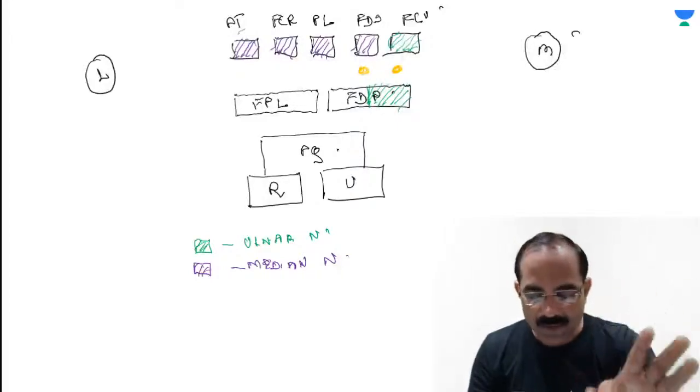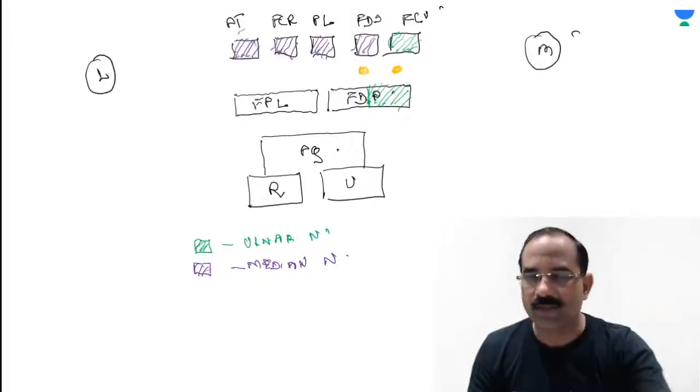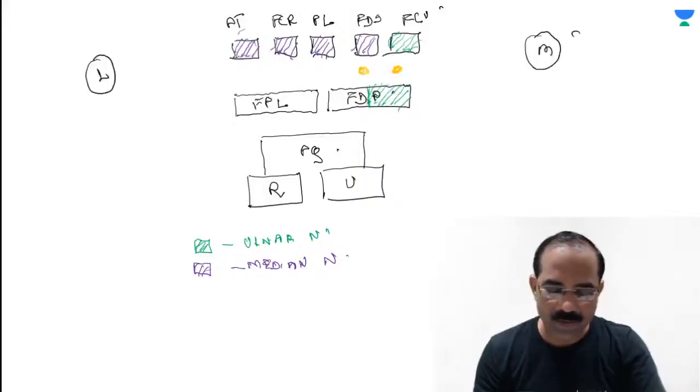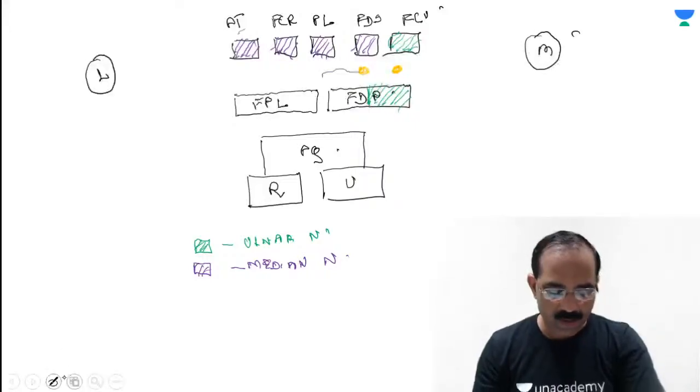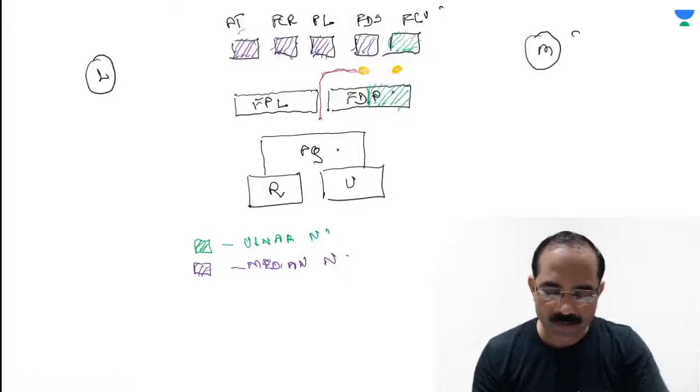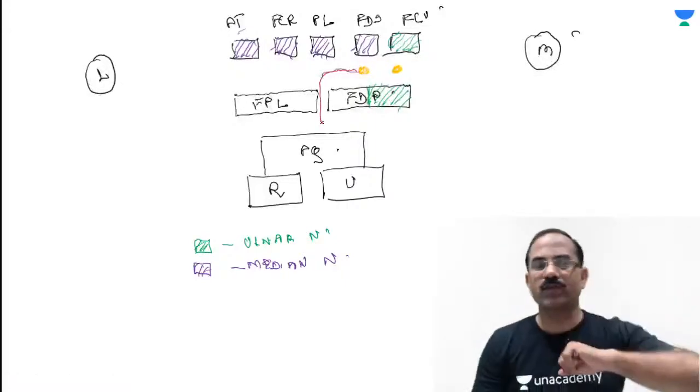So these three muscles are left. Who supplies this? The median nerve now gives a branch here. It gives a branch here, students, and this branch goes and supplies. This branch is a deep branch of the median nerve.